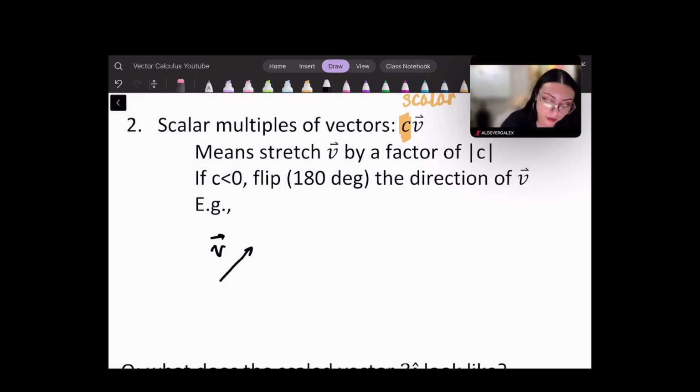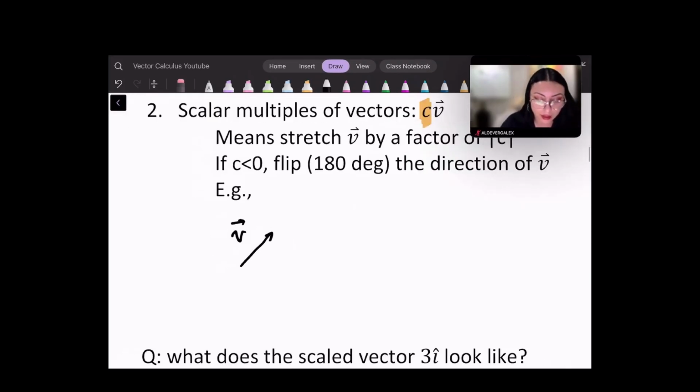For example, if this is our vector v, minus v simply means flipping the direction of v. And 2v would mean take 2 copies of v itself. Like this. 1, and that's about 2. So when you hear the word scalar multiple of a vector, just think stretching this vector or flipping and stretching the vector.